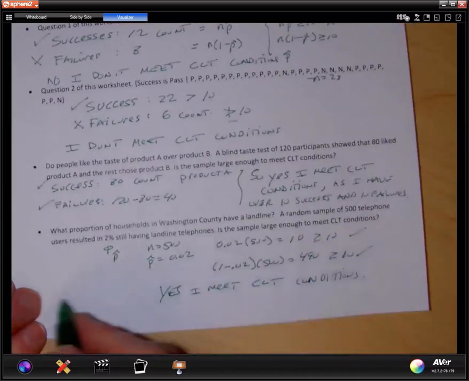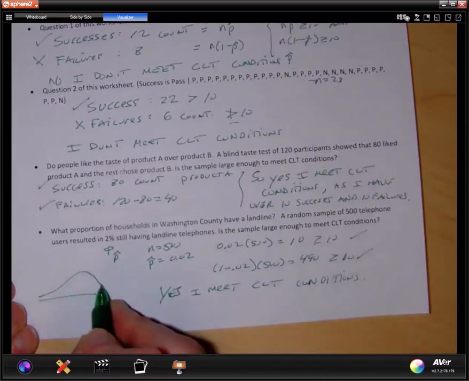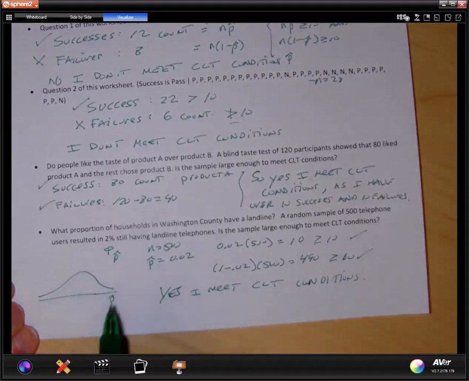And all that means is that this is the shape that I can draw concerning the sampling distribution of proportions.